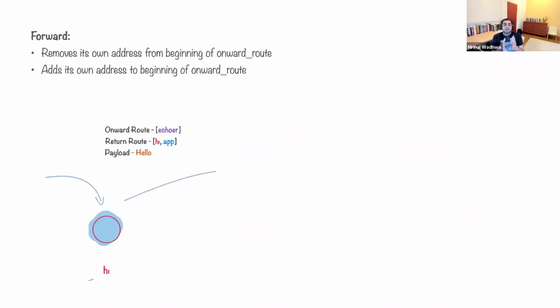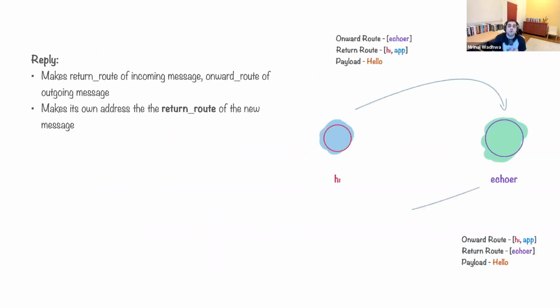The hop in the middle, the forwarder, does these 2 things. It removes its own address from the beginning of the onward route, and it adds its own address to the beginning of the return route. This is what all the forwarders do in the middle. And then if you have someone who wants to reply, a replier makes the return route of the incoming message the onward route of the outgoing message, and it makes its own address the return route of the new message. So it's a protocol with, let's say, 6 rules, but as long as we follow these 6 rules, we get a very flexible system to route messages around.